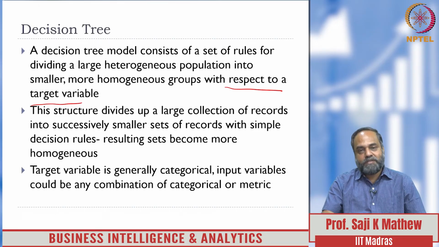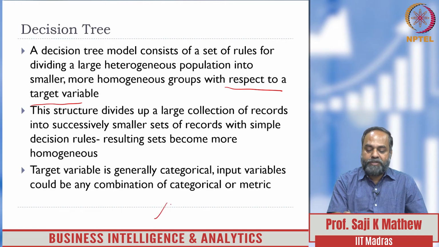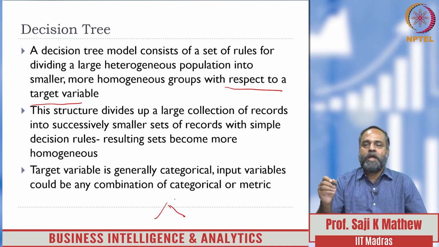The target variable is generally categorical, and if not categorical, you have to discretize the data. If it is a continuous valued variable, discretize it, and then you can use it as a categorical variable. The most common case is that of a binary outcome variable or binary target variable. And also the most common case is that of a binary tree, meaning every node splits into 2 and not more than 2. That is called a binary split.